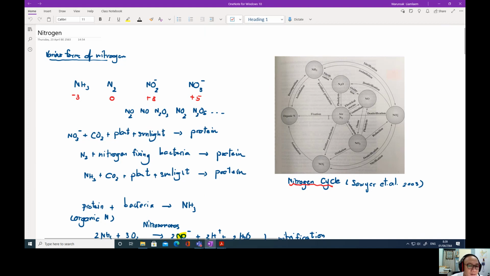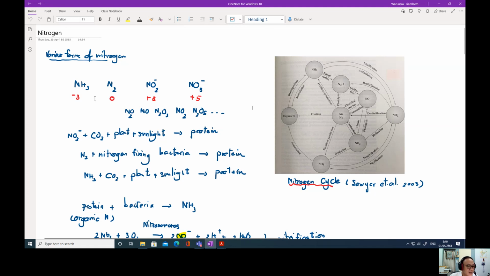So if we focus on the nitrogen forms which are commonly found in nature, we could list them like this, especially in a water and wastewater sample. We normally find ammonia, nitrogen gas, nitrite, and of course nitrate. So nitrate is the most oxidized form of nitrogen found in nature, and ammonia seems to be the most reduced form. Why am I saying that?